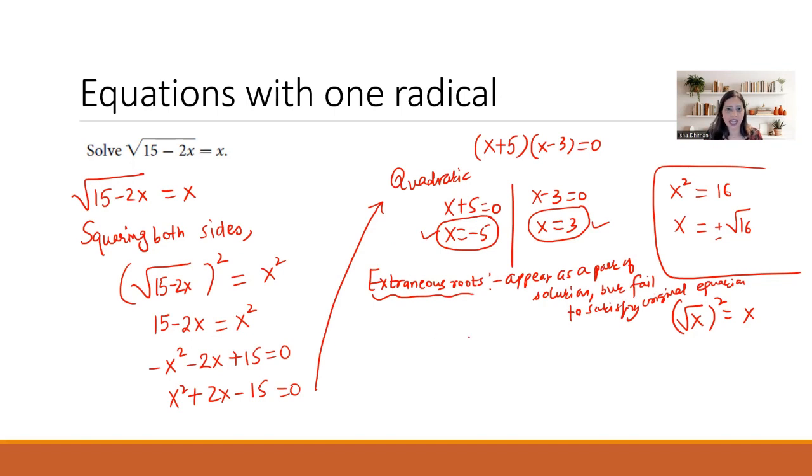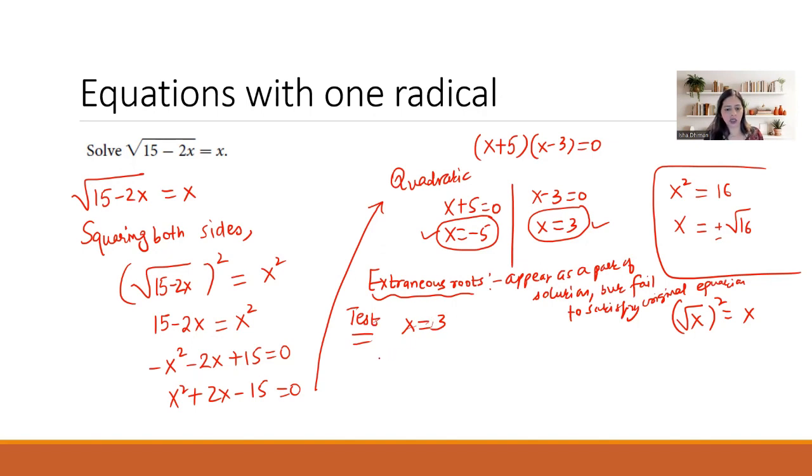So how will I be identifying these roots? By substituting them back into the original equation. So let's first do the testing. Let's first test x equals 3. Now there is no order, you can do testing in any part.